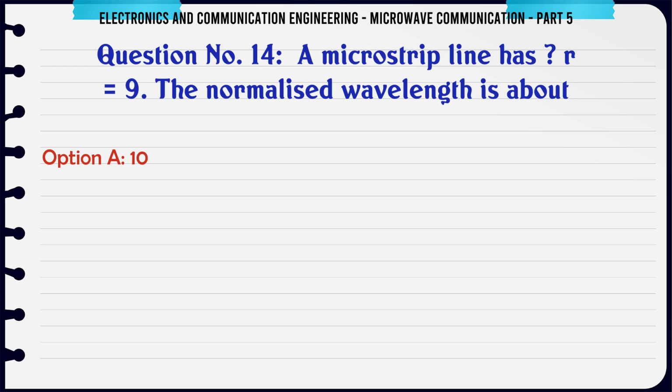A microstrip line has εr = 9. The normalized wavelength is about A: 10, B: 2, C: 1, D: 0.4. The correct answer is 0.4.